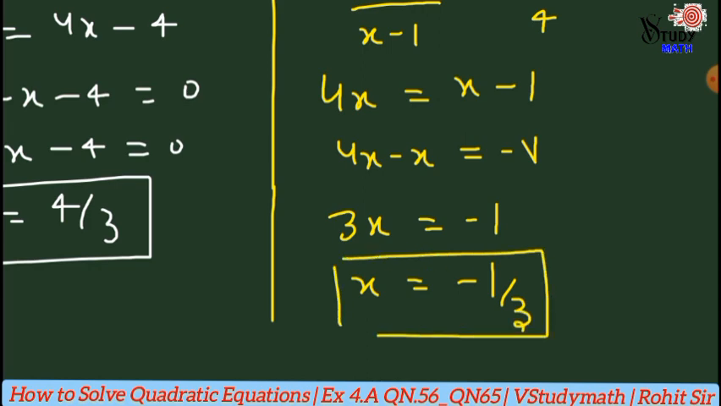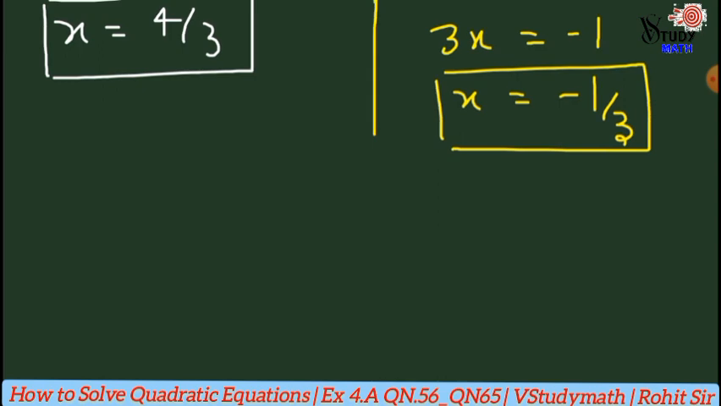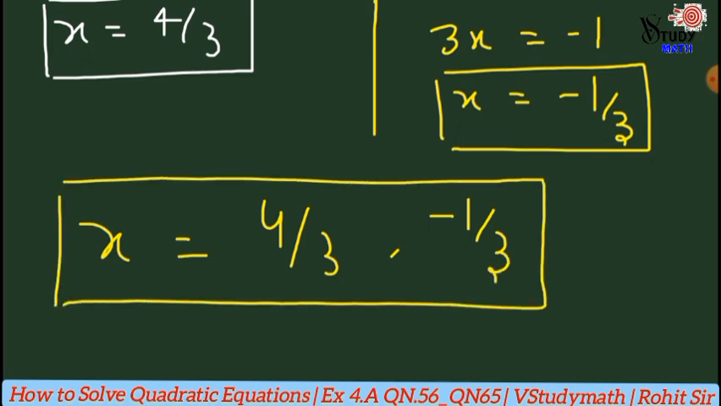So we have two values of x here and these two values are x is equal to 4 by 3 or x is equal to negative 1 by 3, and this is the solution of this quadratic equation.